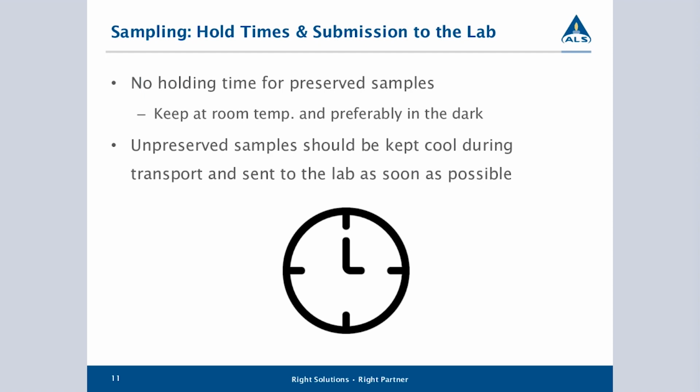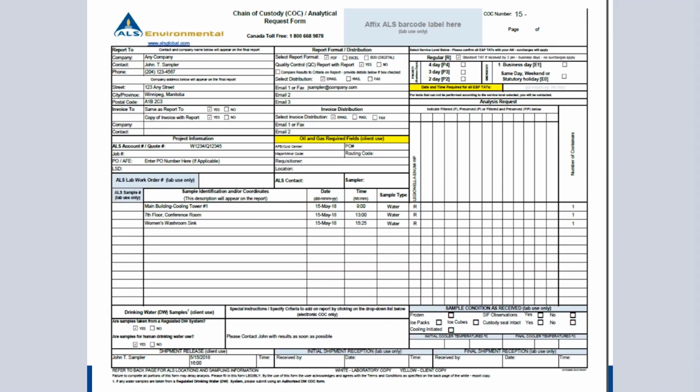Preservation is best performed in the field, but if that isn't possible, keep the samples cool during transport using a cooler and ice packs, and transport to the lab as soon as possible, and we'll preserve them once they get into the lab. This is an example of a chain of custody that we can provide.